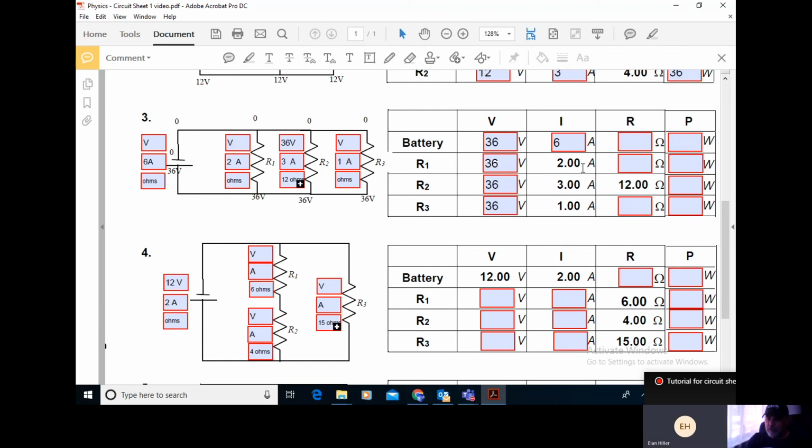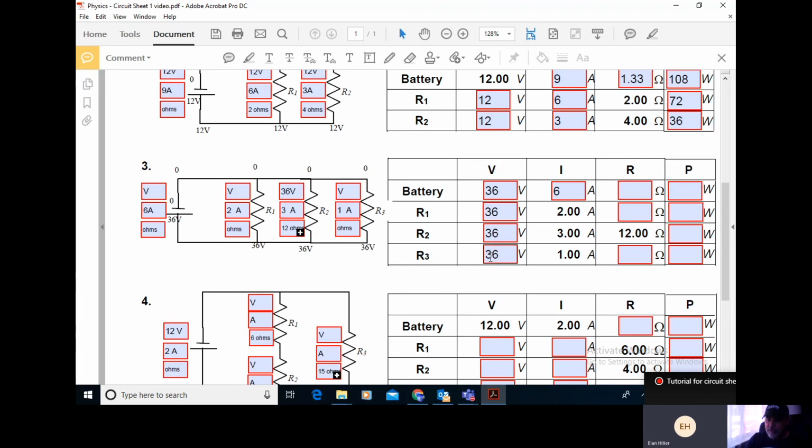Okay, now let's do some Ohm's law calculations to fill in the resistor values. Resistor 3 is 36 volts divided by 1 amp, or 36 ohms. Resistor 1 is 36 volts divided by 2 amps, or 18 ohms. And the total battery resistance is 36 volts divided by 6 amps, or 6 ohms.